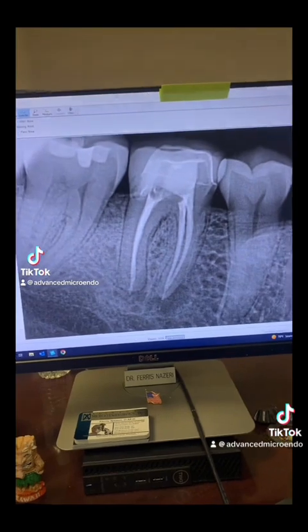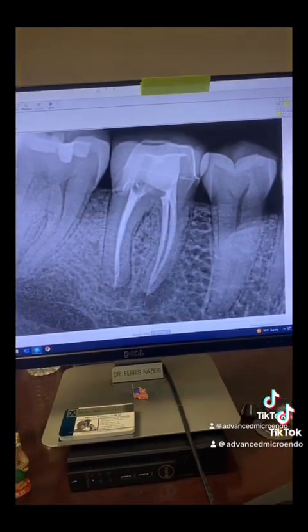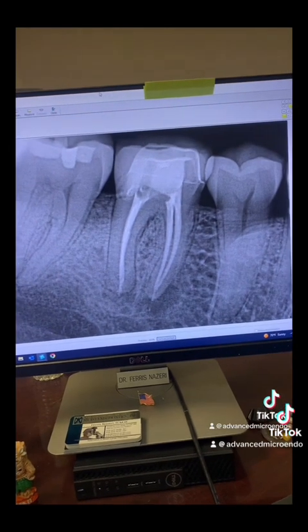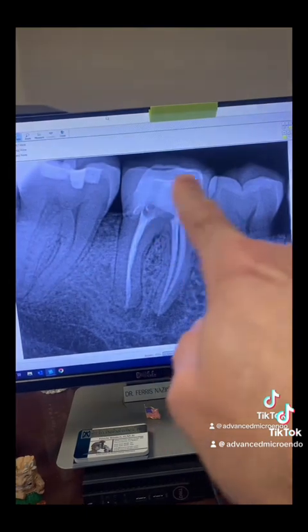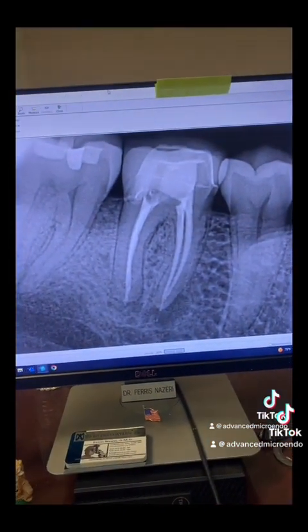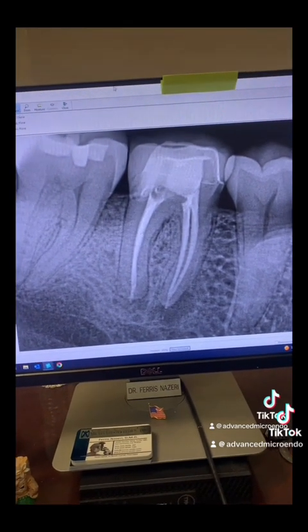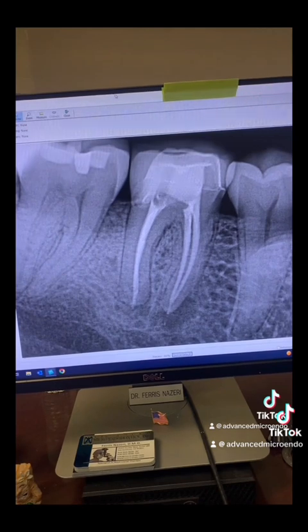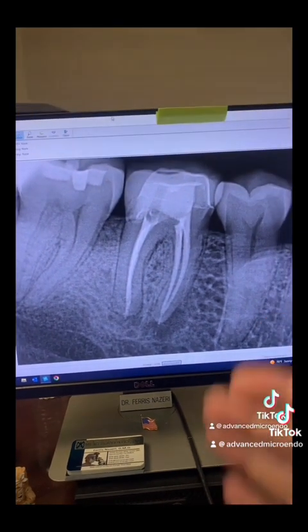This patient was referred to me for endodontic retreatment of tooth number 30. According to the patient, the root canal was done about a year ago, and then the crown was done shortly after. And recently, the tooth started to bother him, hurt, and he went back to his dentist and was referred to us. So take a look here.